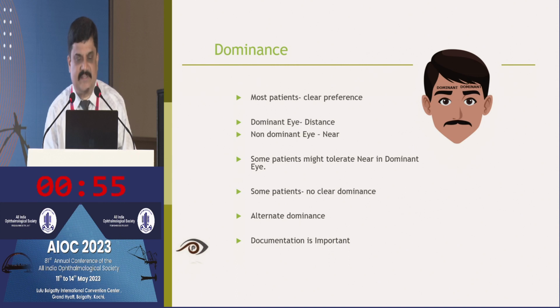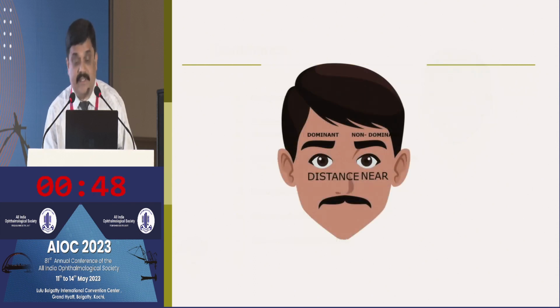I'll just take 30 seconds. So basically, some of the patients will have no clear dominance, and some patients will have alternate dominance. You have to be very careful while treating.